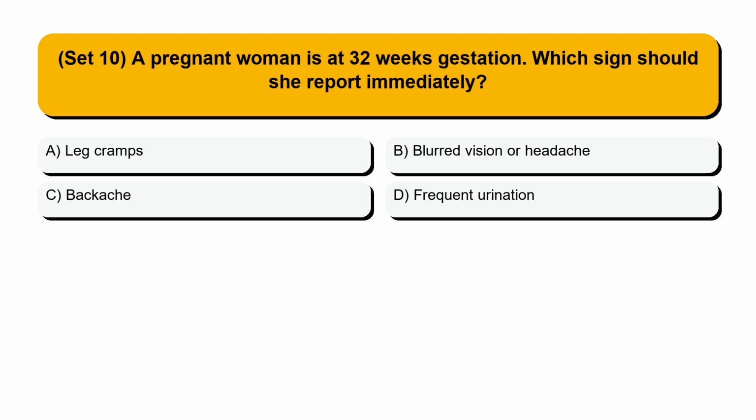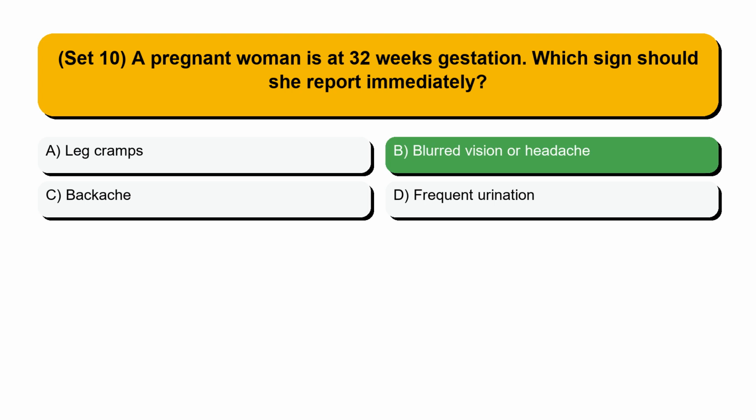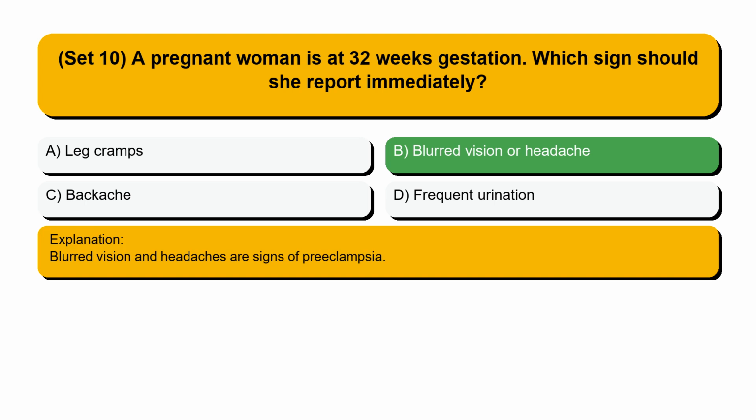Question 10. Set 10. A pregnant woman is at 32 weeks gestation. Which sign should she report immediately? Option A, leg cramps. Option B, blurred vision or headache. Option C, backache. Option D, frequent urination. The correct answer is option B, blurred vision or headache. Blurred vision and headaches are signs of preeclampsia.